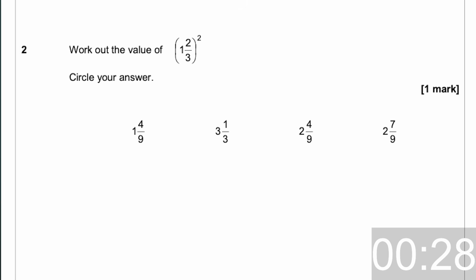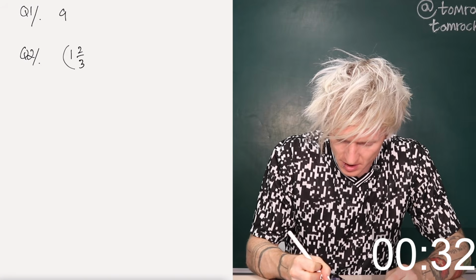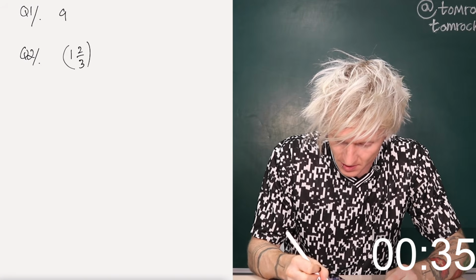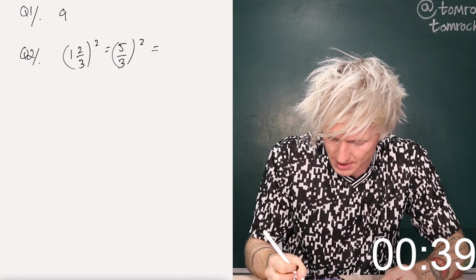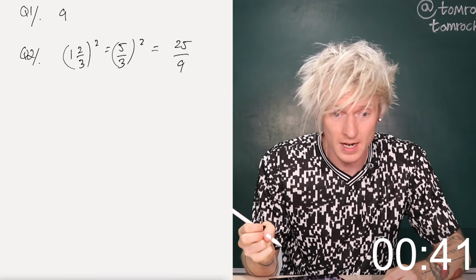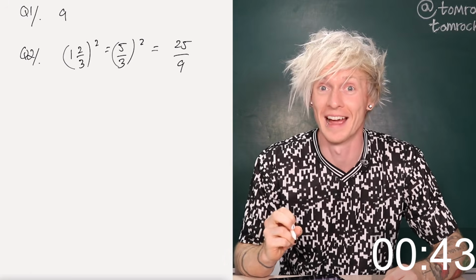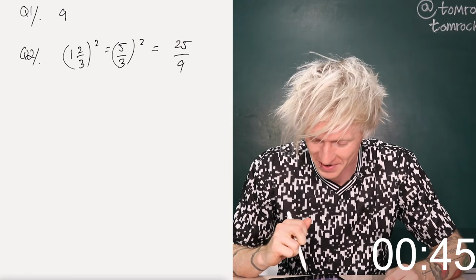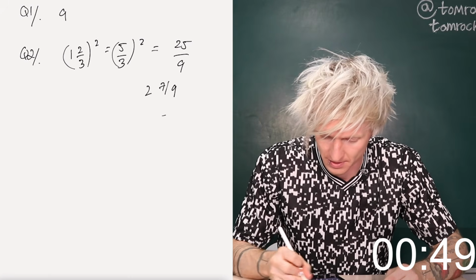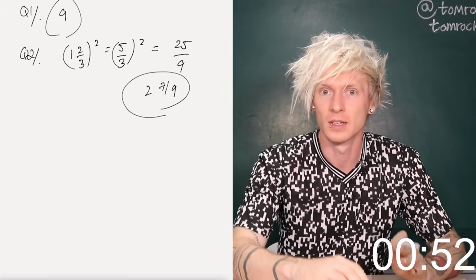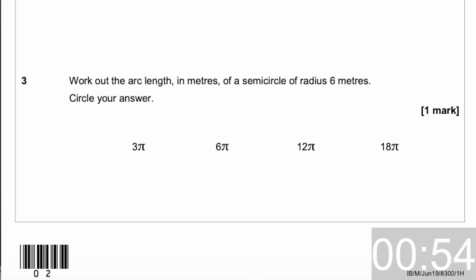Question 2. Work out the value of 1 2/3 squared. So 1 2/3, that's 3/3 plus 2/3, that's 5/3. 5 over 3 squared. Square both numbers, that's going to be 25 over 9. Hopefully that's an answer. Oh, I have to simplify it. So out of 9s, that's 2 9s, 2 7/9 is that one. Okay, good.